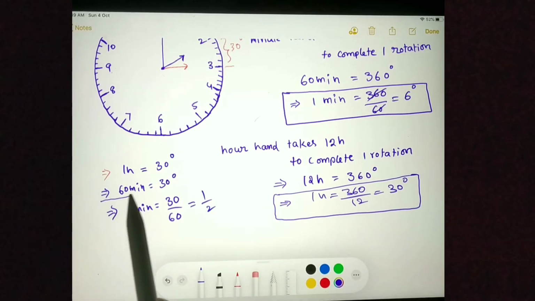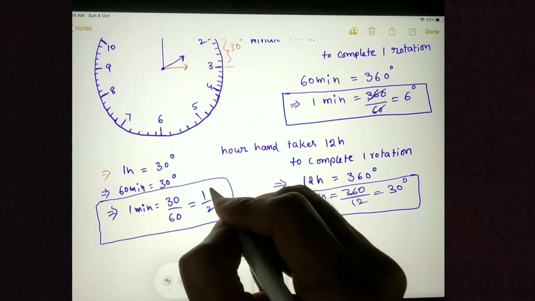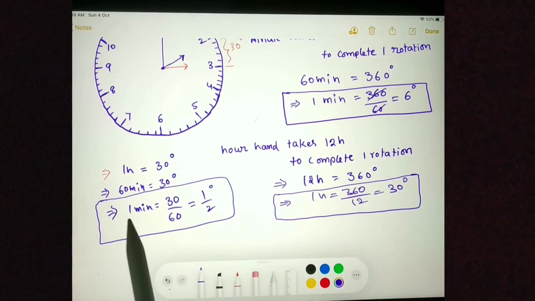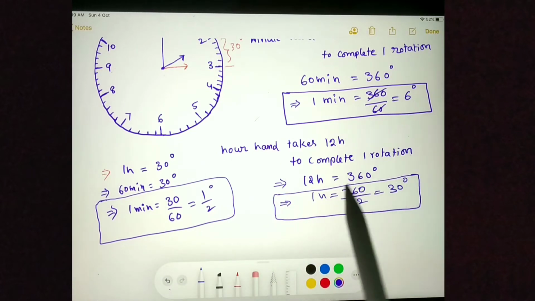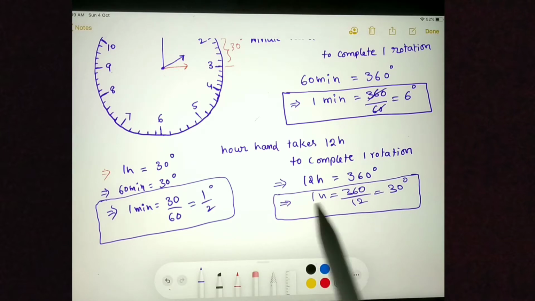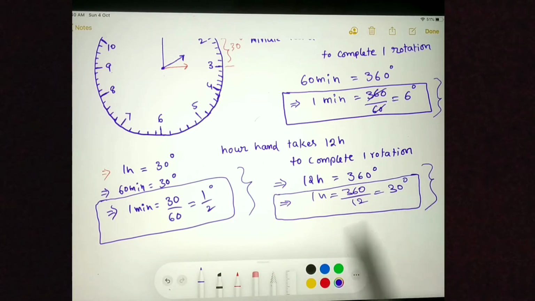And this is another important information. In 1 minute our hand travels half a degree, and in 1 minute the minute hand travels 6 degrees. In 1 hour our hand travels 30 degrees. These three we need to remember because most of the problems will be solved by these three.